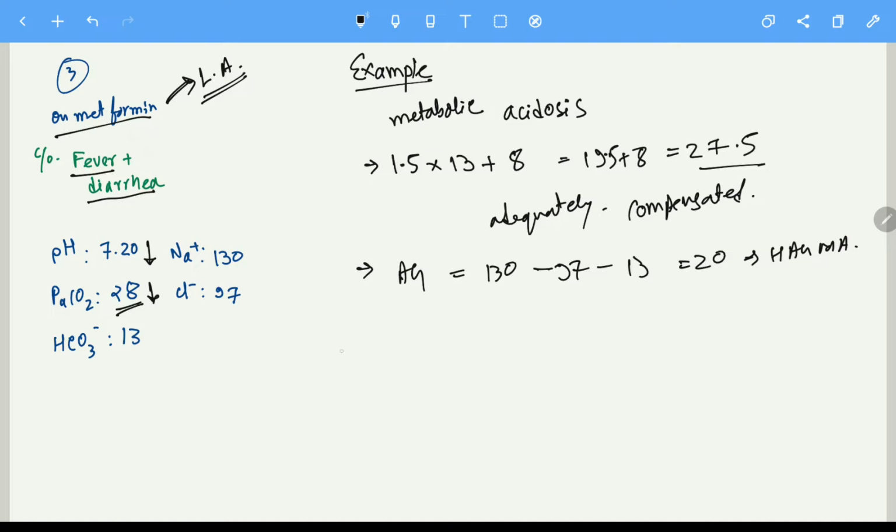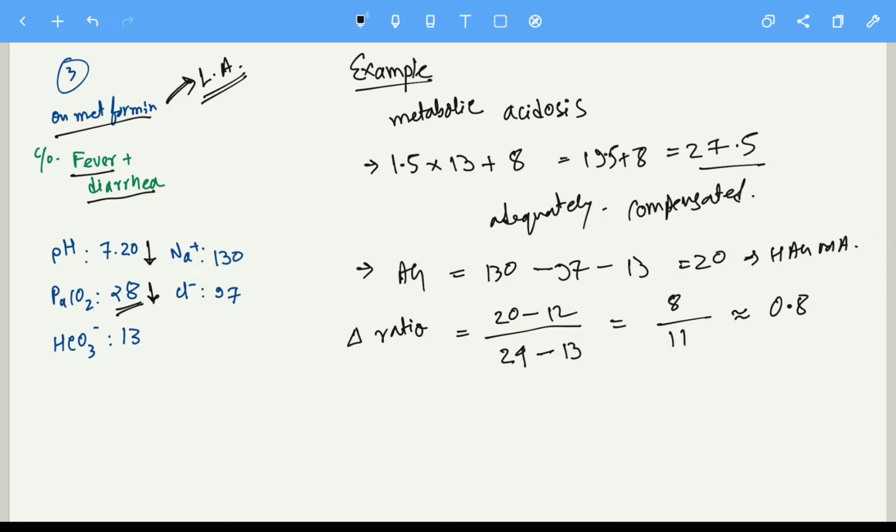If the anion gap is high, we should calculate the delta ratio, which is delta anion gap by delta bicarbonate. Delta anion gap is 20 minus normal anion gap 12, by delta bicarbonate, which is 24 normal minus here it is 13, equal to 8 by 11. So it is nearly 8 by 10, 0.8, less than 0.8. So the delta ratio is less than 0.8.